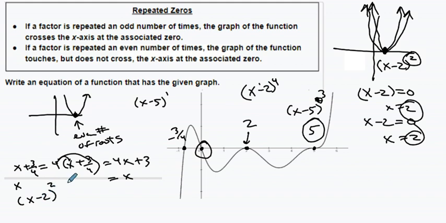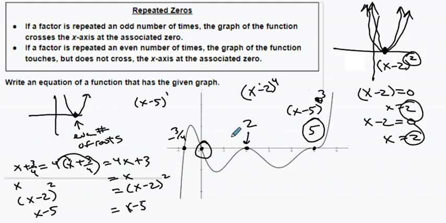And I know it's at least twice, so we're going to go x minus 2 squared. And then this last one here, we're going to call x minus 5. It could be once, it could be 3 times, it could be 5 times. So there's several different things that could fit this graph.